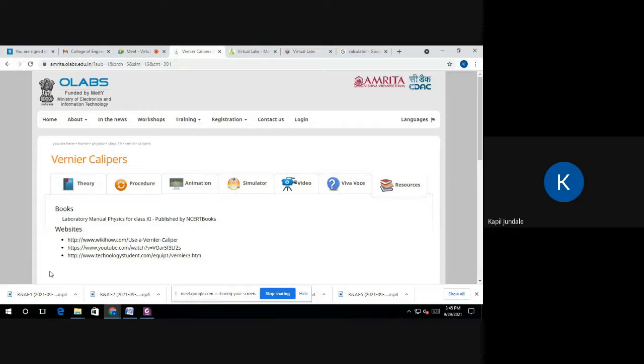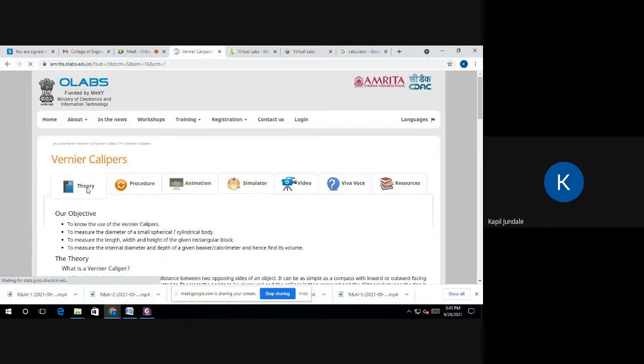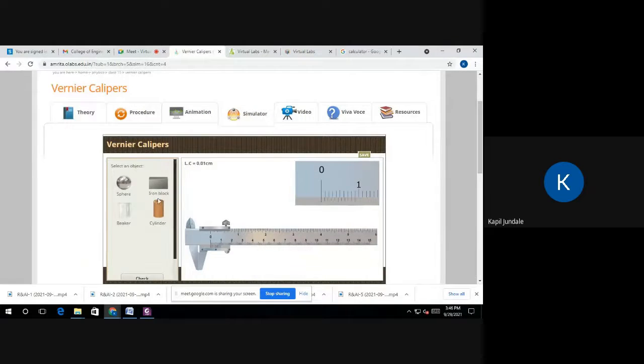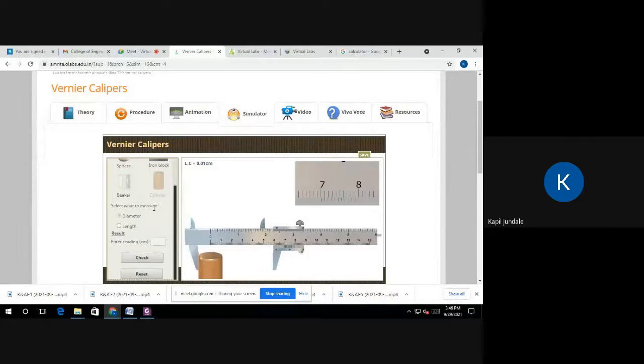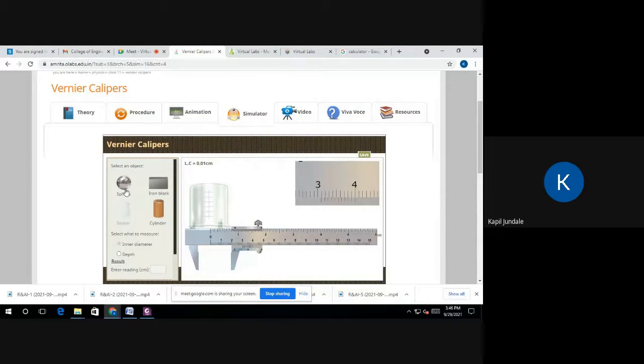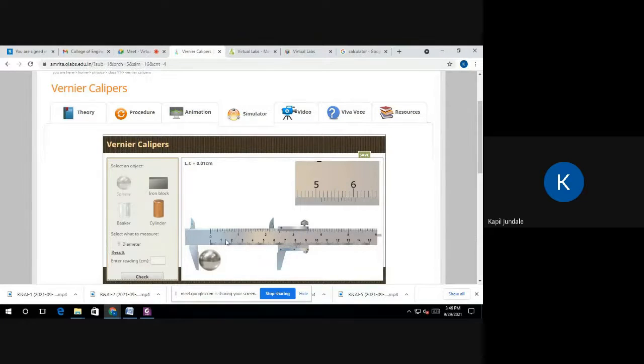Please say yes or no. Yes, you can complete this. Okay, you can solve this. Everyone check it. You can use this simulator and find the length, diameter, again the inner diameter and inner radius of that beaker, and the spherical diameter, you have to find out.